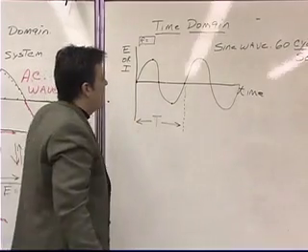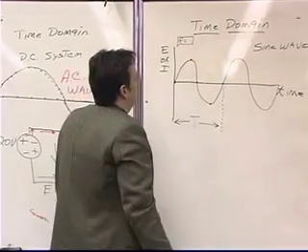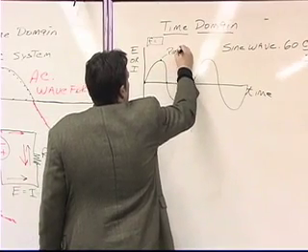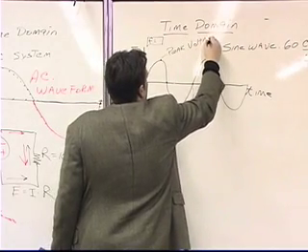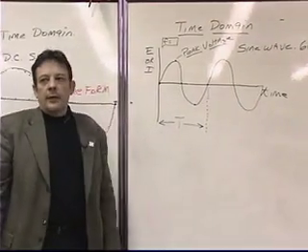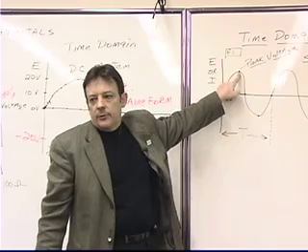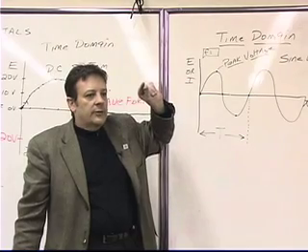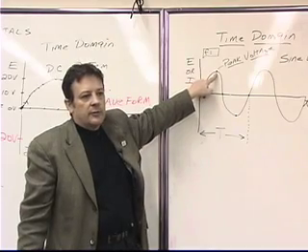Okay? Another very important characteristic that you're going to have to be familiar with is what we call peak voltage. Peak voltage or peak current. And that's pretty straightforward. That's as big as it gets. The peak voltage is the point that defines the highest value that the waveform gets to.